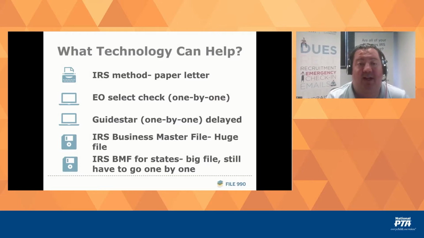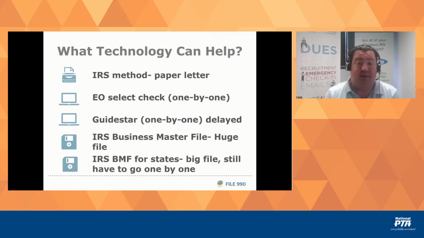They do have a great website, and it's called EO Select Check. You could Google that, and that will take you to the website. And that is where you can enter an EIN, and it will show you their recent filings. It will show you if they're revoked. It will show you the revocation letter. But that's a one-by-one process. So if you are a big state that has 1,000 PTAs or more, then imagine the process of doing that.